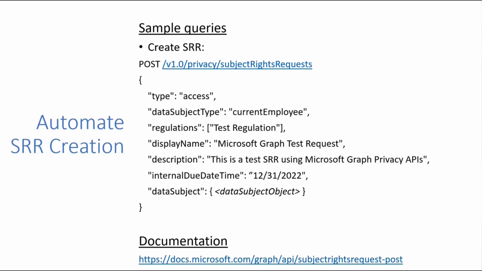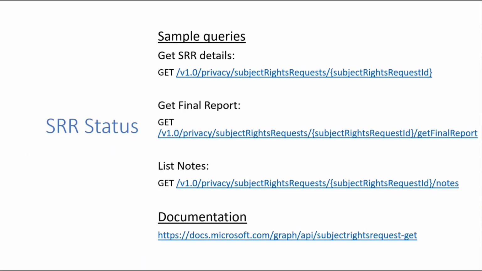And then moving on to the next use case. The next big one is getting that SRR status, right? So you create that SRR, you might have done some other things with it, gotten some additional information or performed some action related to that subject rights request. We have other queries as well to get details about the SRR itself, say, status information, as well as an API to get a final report.